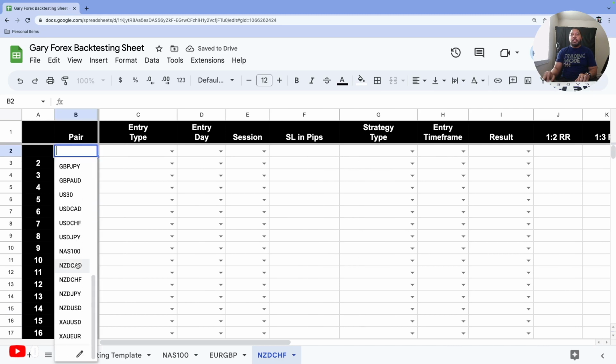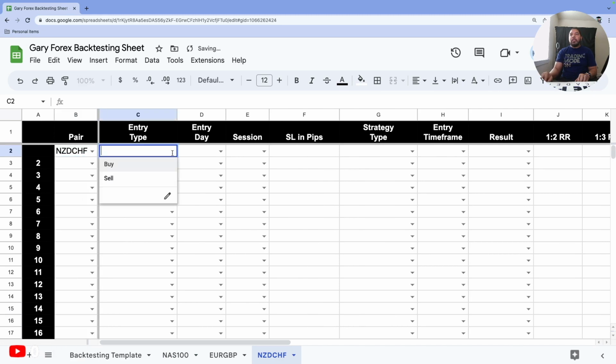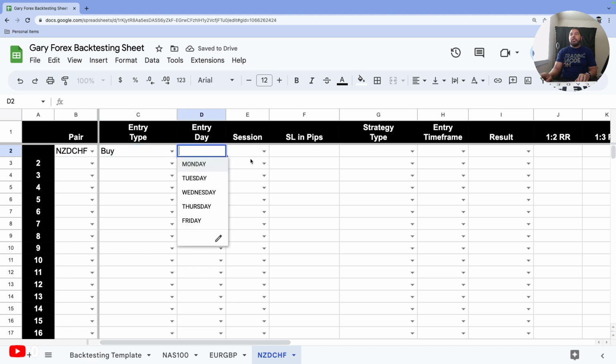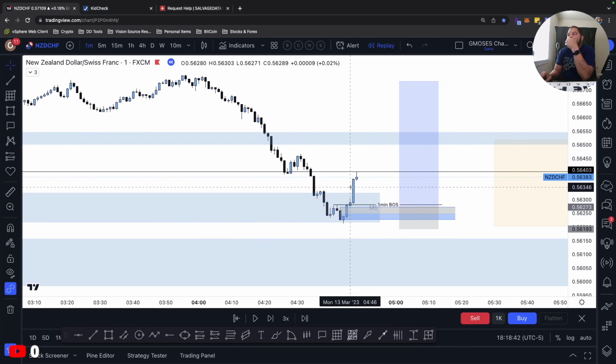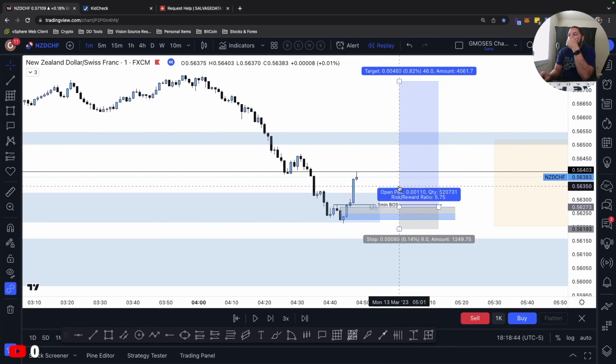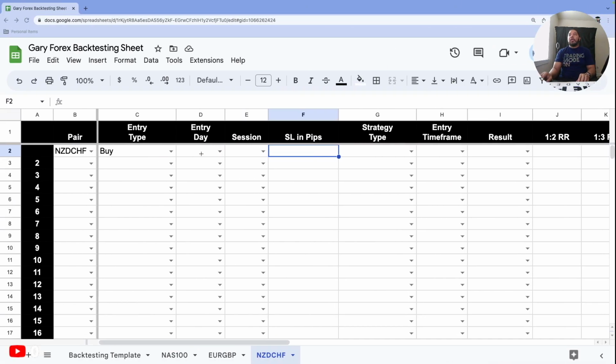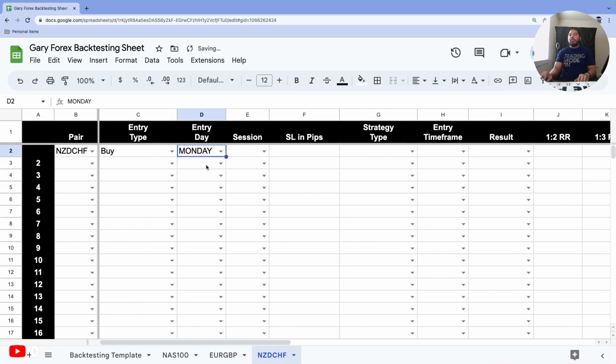This is NZDCHF, but we're backtesting. This is a buy. The entry, let's see what day this is. Okay. This is a Monday. All right. This is a Monday.